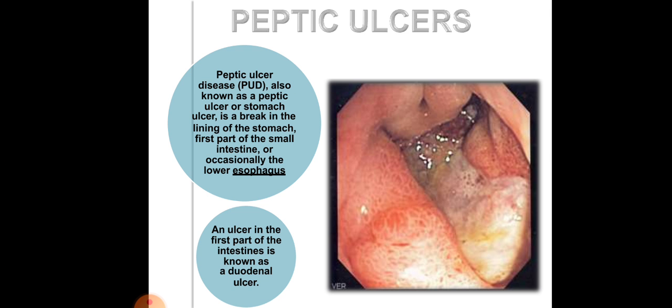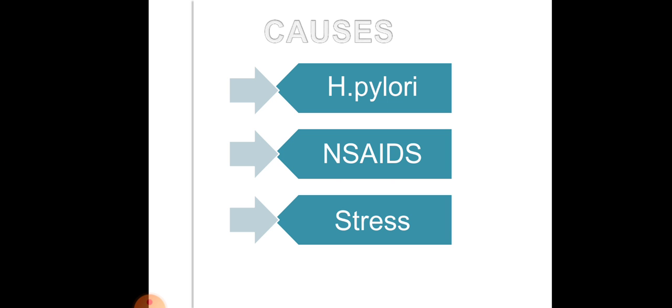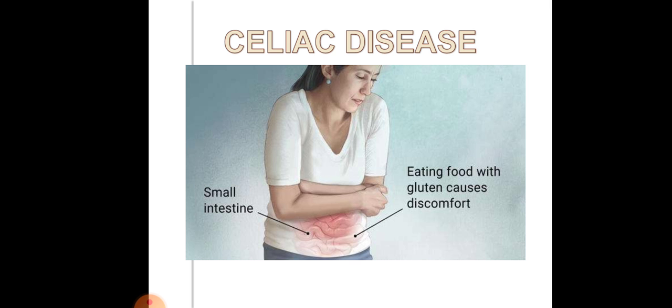Now come to the applied. One is the peptic ulcer disease, that is PUD, also known as peptic ulcer or stomach ulcer. It is a break in the lining of the stomach or in the first part of the small intestine, or occasionally the lower esophagus. So here we can see the peptic ulcer. It is an ulcer in the first part of the intestine, that is the duodenum. That is what is known as duodenal ulcer also. The causes can be H. pylori bacteria, or some drugs, or stress.